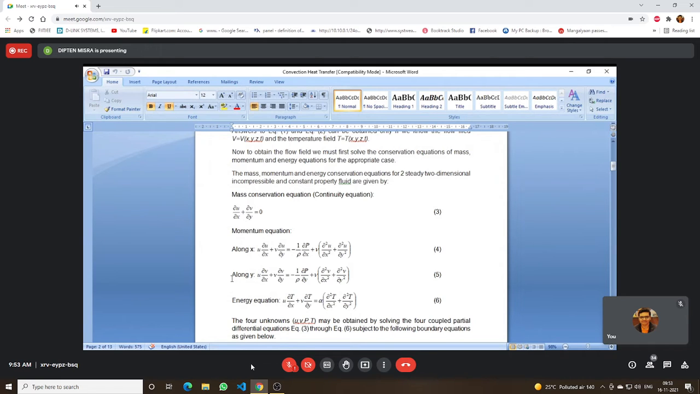But if you want to know how the temperature varies, then we also have to bring into consideration the energy equation, the energy conservation equation. And its form is very similar to that: u del del x plus v del del y acting on T. Here it is the operator u del del x plus v del del y acting on T.